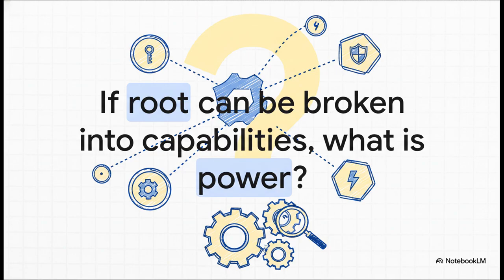So, we've journeyed all the way from the simple user account to the fine-grained control of capabilities. We've covered the who, the what, the how, and the proof. But this whole evolution leaves us with a really fascinating question to think about. If the all-powerful root privilege can be broken down into dozens of these tiny, distinct capabilities, what does ultimate power on a system even mean anymore? The very definition of control is changing. Something to chew on. Thanks for joining me.